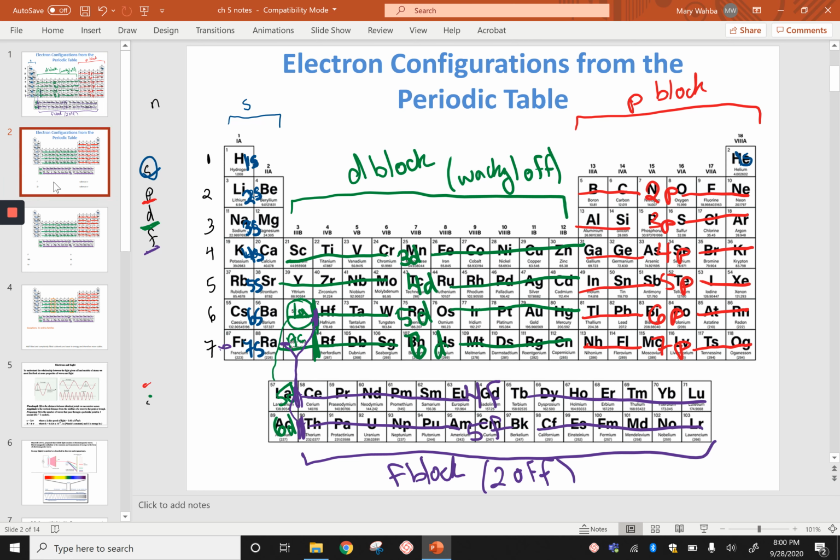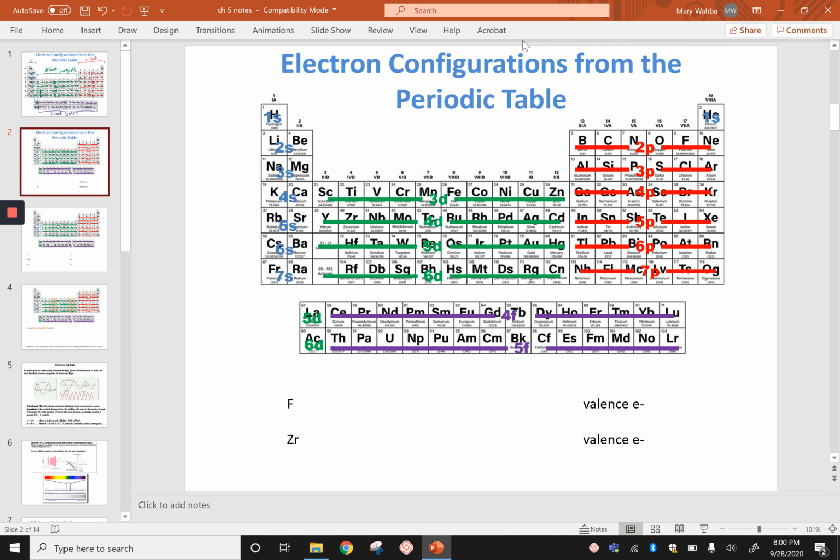So let's try a few. So let's try fluorine. So what you do is you find the element on your periodic table. Fluorine is right here. And you start from the very beginning of the periodic table and you write down what sublevels you see and how many boxes. So you start with 1s. So I'm going to write 1s. And how many boxes of 1s do we see? We see 1, 2. So 1s2.